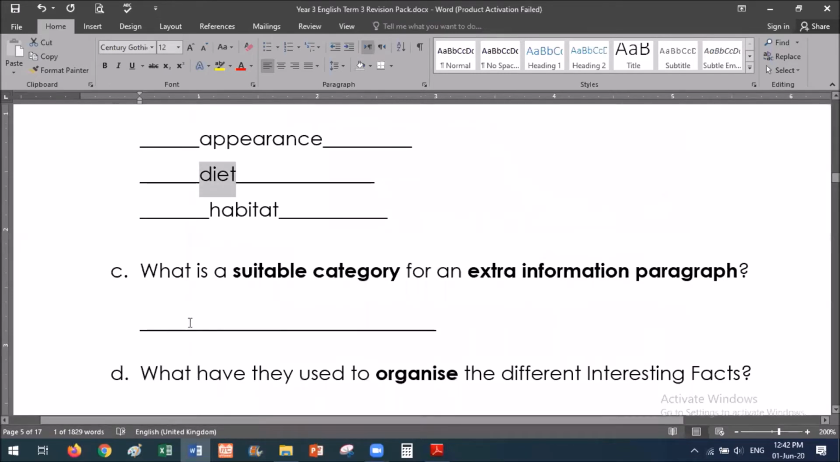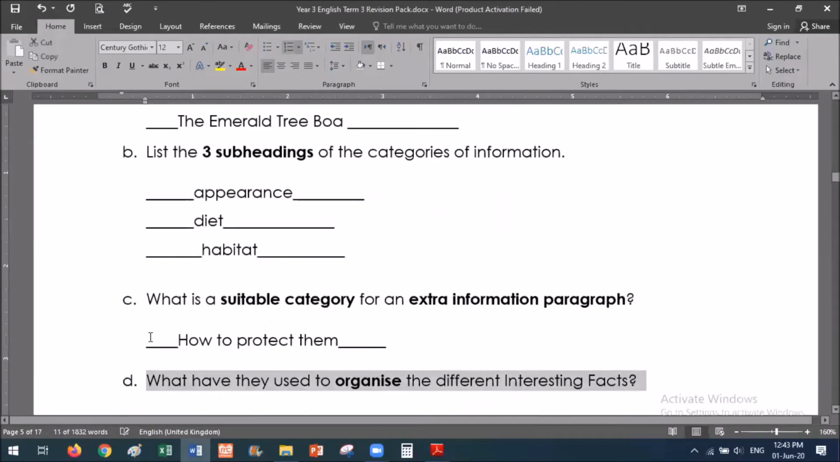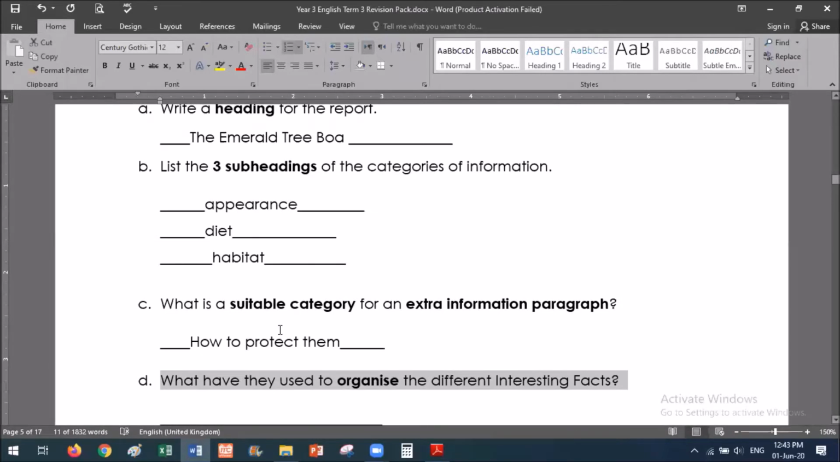I think that's a really good one. So we could say how to protect them. I think that's a nice one, Farida. Jada, would you like to answer D? Sure. Okay, read it for me, please.